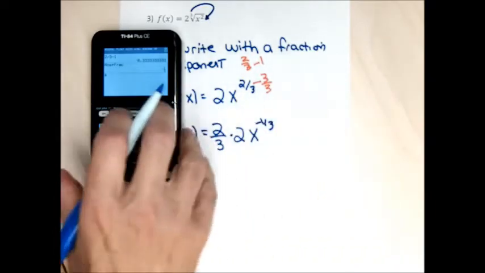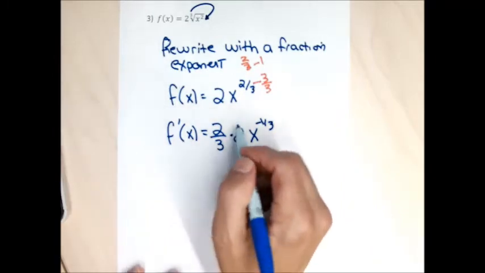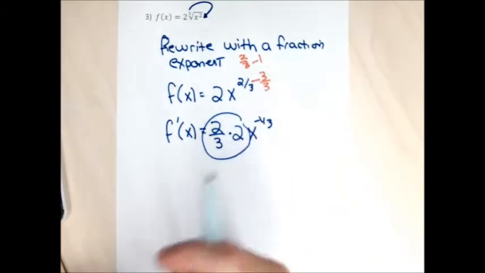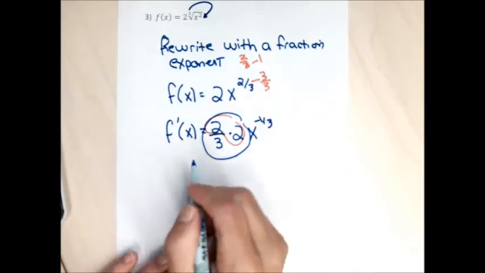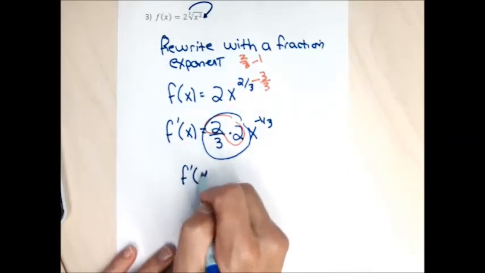Now I just need to clean this up. When I multiply a fraction by an integer, I just multiply the numerator by that integer. So 2/3 times 2 is 4/3.